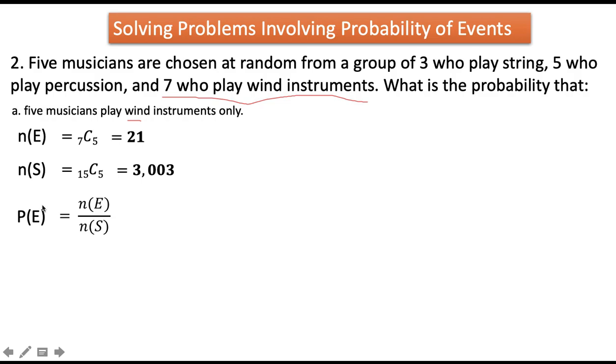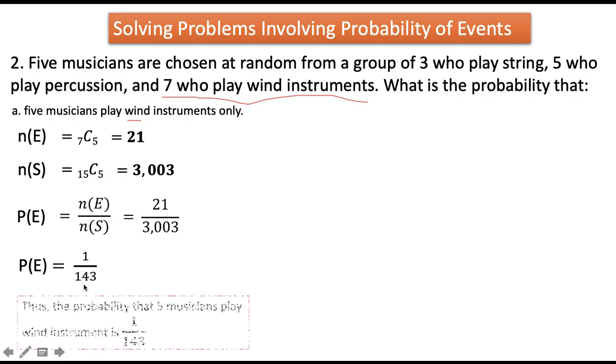And to get its probability, just get the ratio. So 21 over 3,003. Then divide the numerator and denominator by their GCF, which is 21. So 21 divided by 21 is 1. 3,003 divided by 21 is 143. Thus, the probability that 5 musicians play wind instrument is 1 over 143.